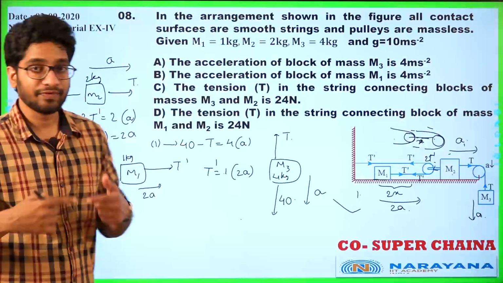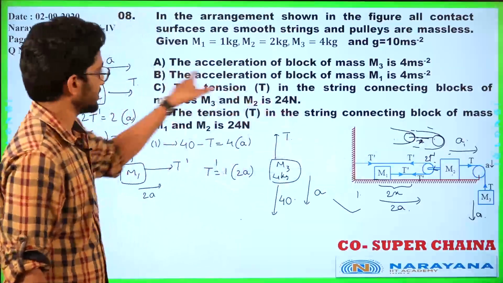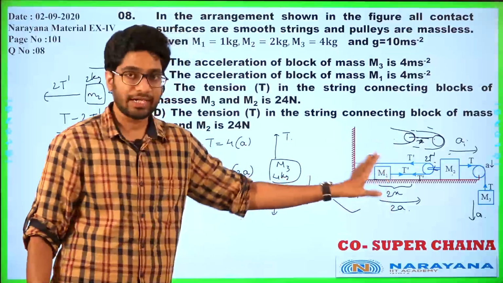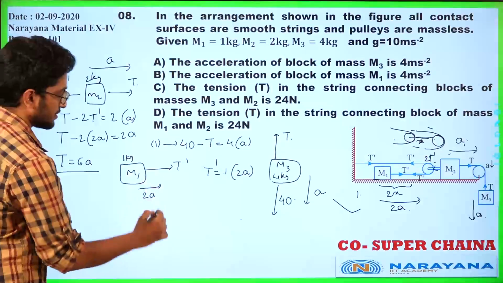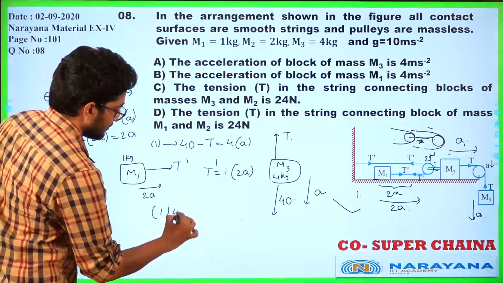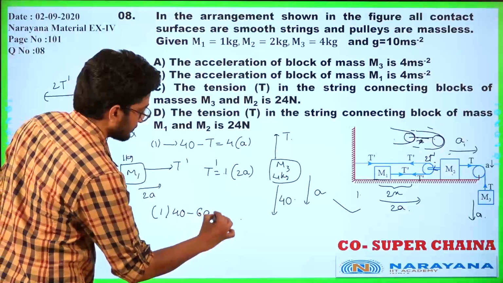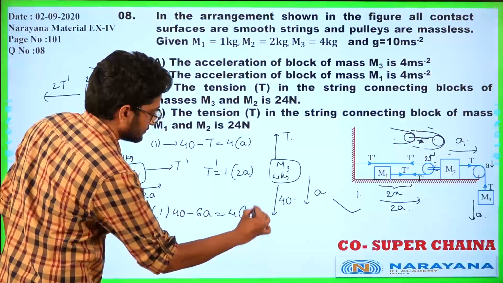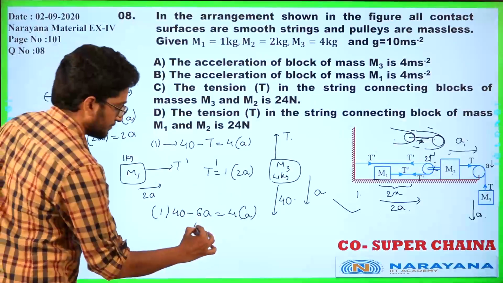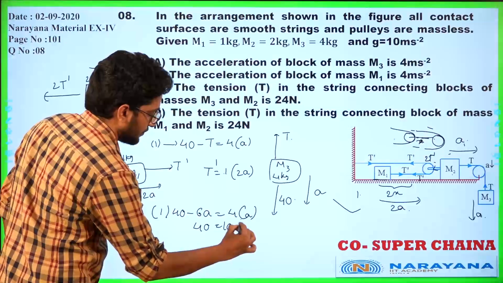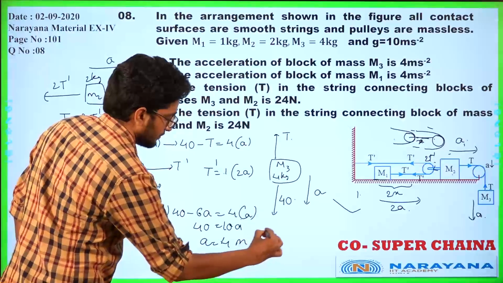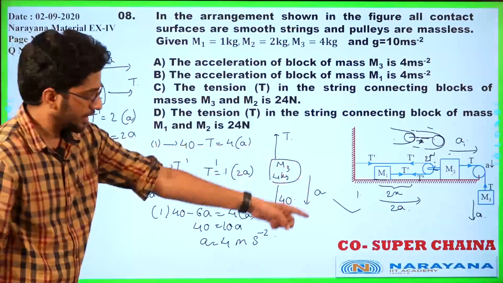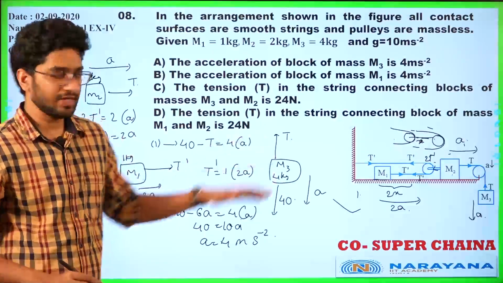We are finally trying to find the acceleration of this block, because the first statement is the acceleration of M3. So we are trying to find the value of a. So now I get T equals 6a. So I take the first equation, 40 minus 6a is equal to 4 into a. So 40 equals 10a, or a is 4. So acceleration of M3 is 4 meters per second square downwards.